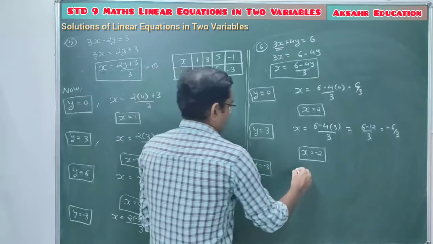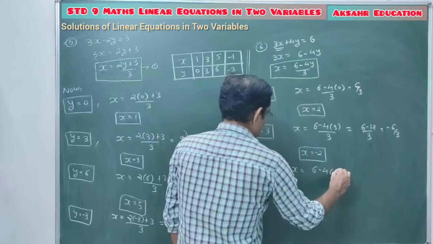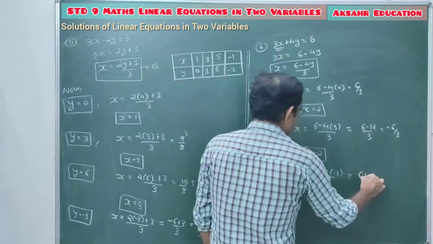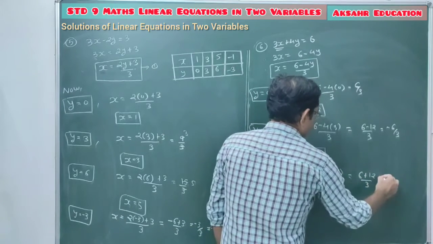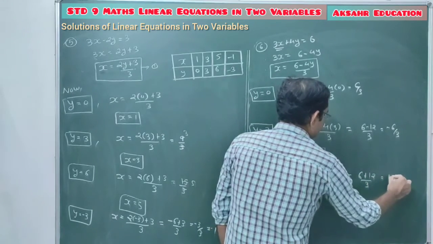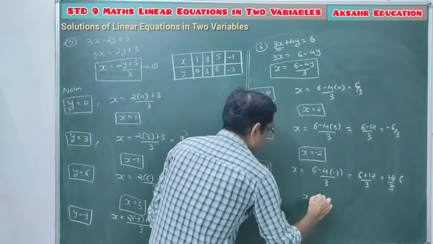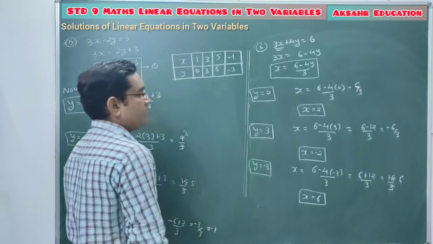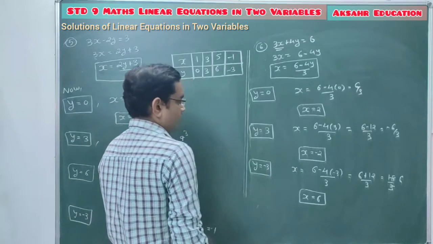Minus 3 ले लें. So here we are getting x equal to (6 minus 4 into minus 3) divided by 3. So this is equal to 6 plus, minus minus plus, 4 3s are 12, by 3. 12 plus 6, 18 by 3. So 3 6s are 18. So we are getting x equal to 6. Done? So this is how you can get the different values of x with respect to different values of y.